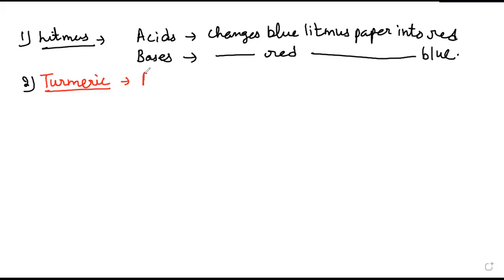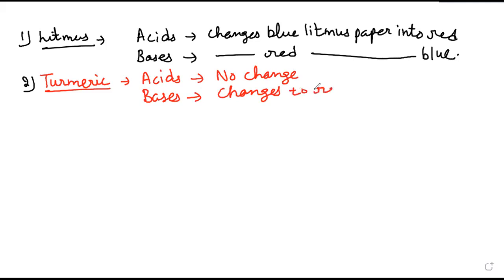Right? So turmeric with acids, no change, and with bases, it changes. To which color? Changes its color to red. Yellowish in nature, but changes to red color. That is the turmeric powder.